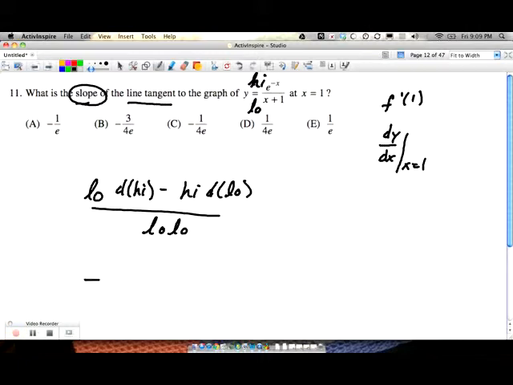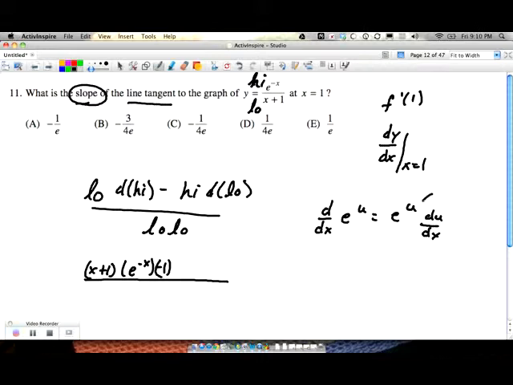So let's fill that in. The low is going to be x plus 1. The high is e to the negative x, and the derivative of that is going to be e to the negative x times negative 1. It's a chain rule. The derivative with respect to x of e to the u is really e to the u times du/dx. The derivative of this power, that's why I get that negative 1.